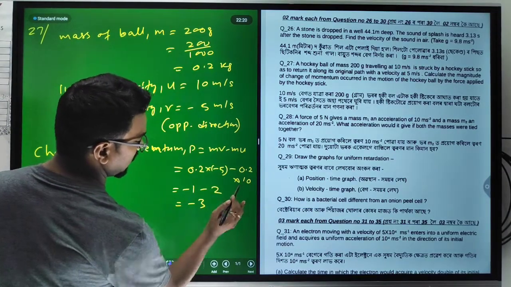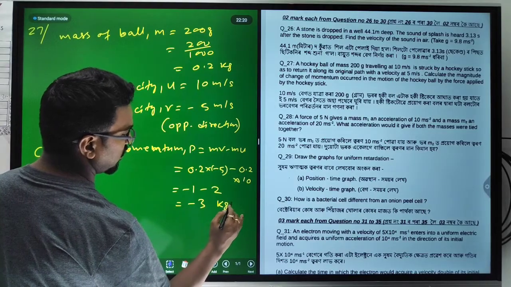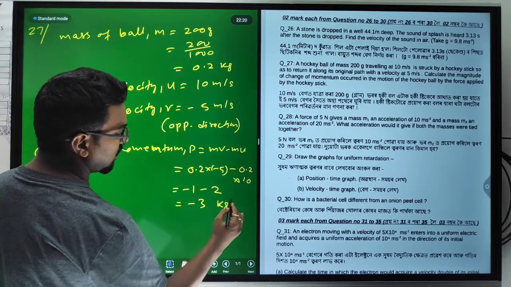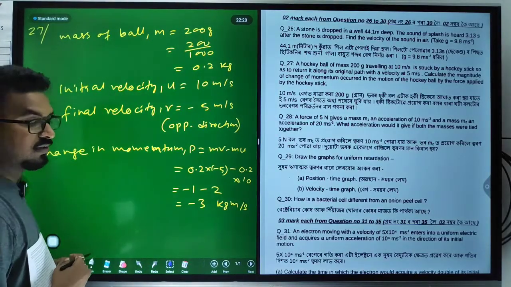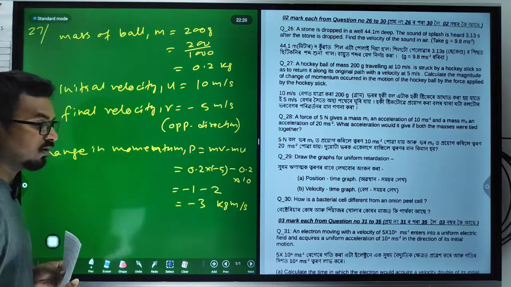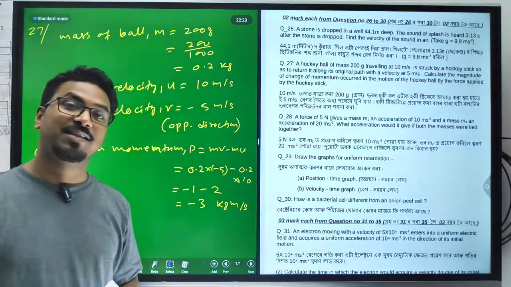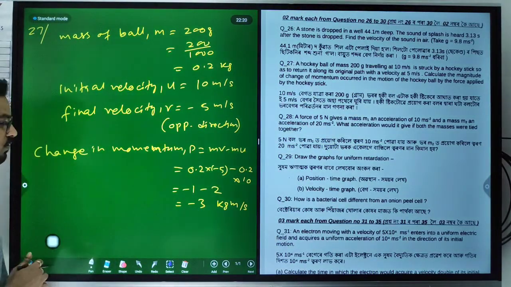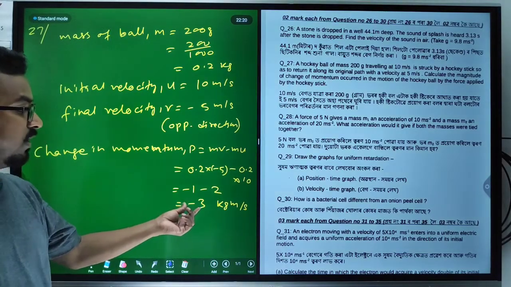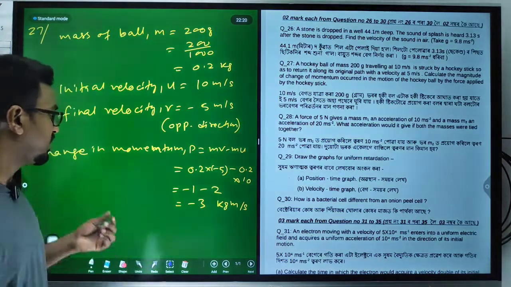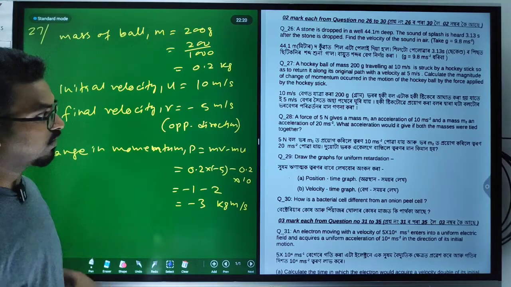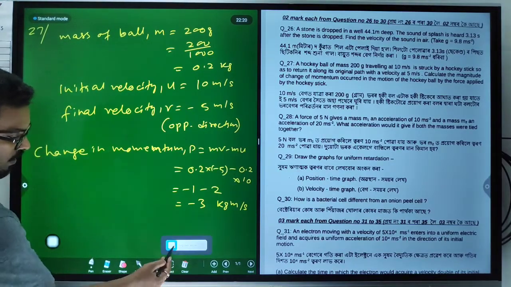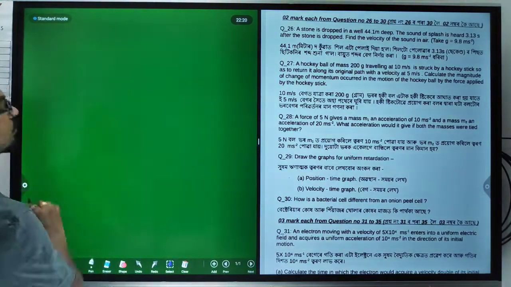The unit is kg meter per second. So the change in momentum is minus 3 kg meter per second. Since we need the magnitude, and momentum magnitude is always positive, the change in momentum will be 3 kg meter per second. Okay, moving to the next question, number 28.